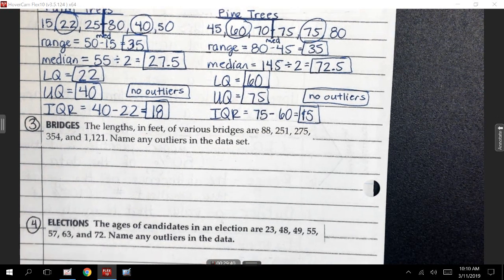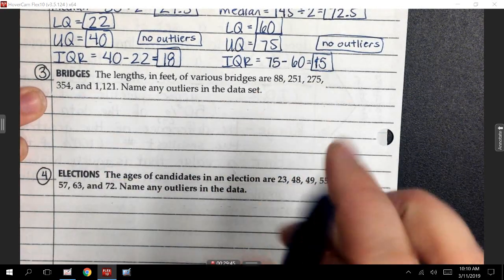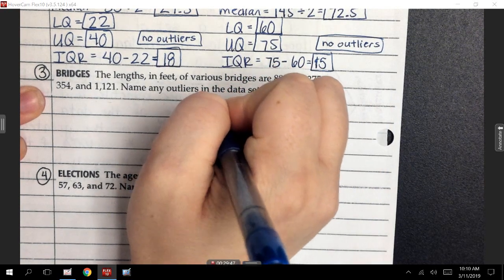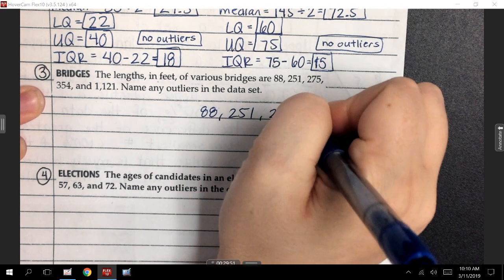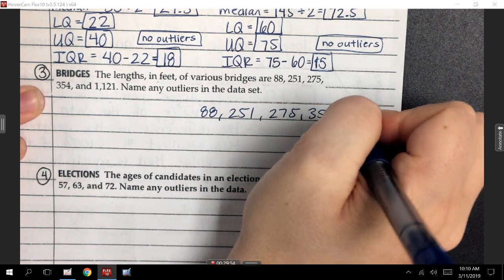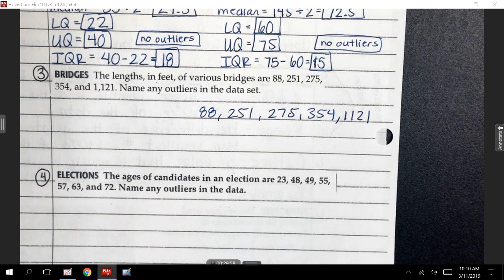All right. So on number 3, this gives me a list of numbers. And guys, I want you to notice this list of numbers. It has 88, then it has 251, then it has 275, then it has 354, then it has 1121. What do you notice about those numbers? They're in order. Do you think that's important when I'm looking for an outlier? Maybe so, because it helps me to see really easily. So guys, are there any numbers here that make you go, whoa, that's like way different than the other ones?